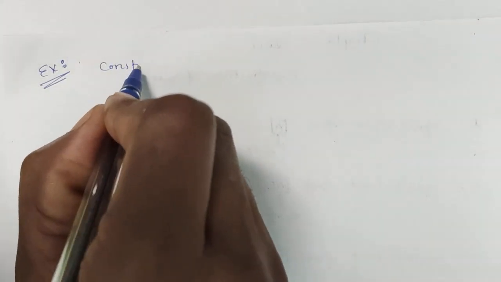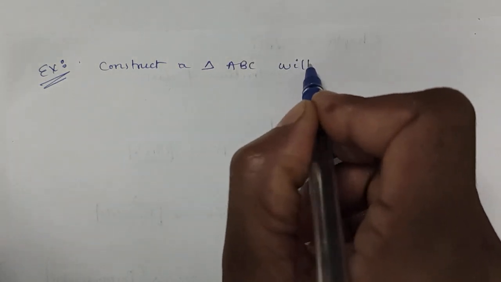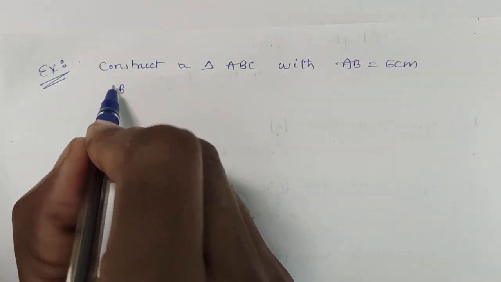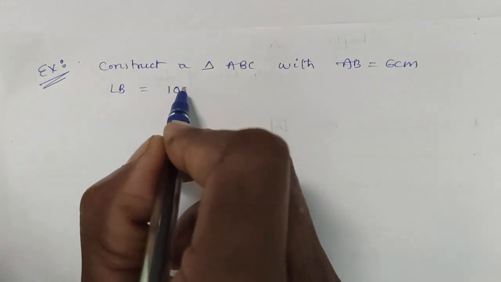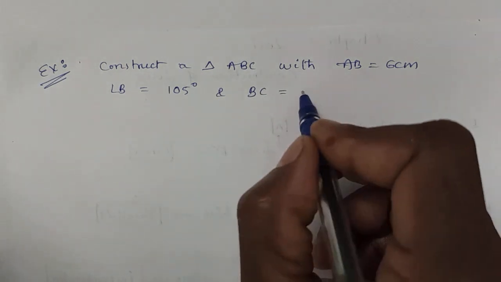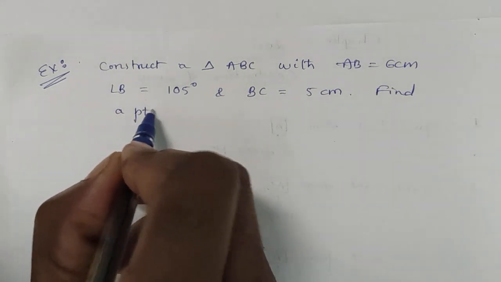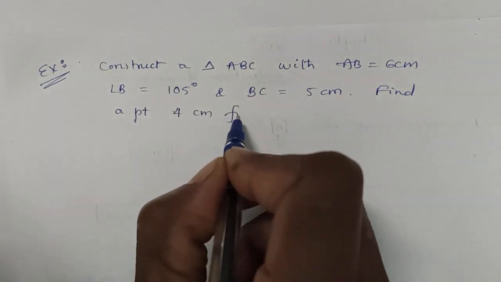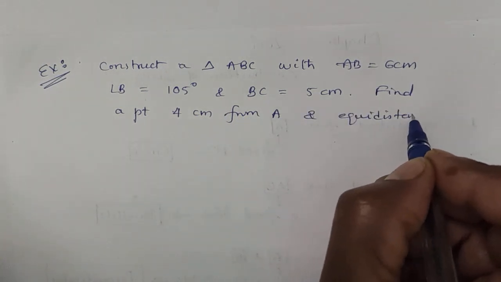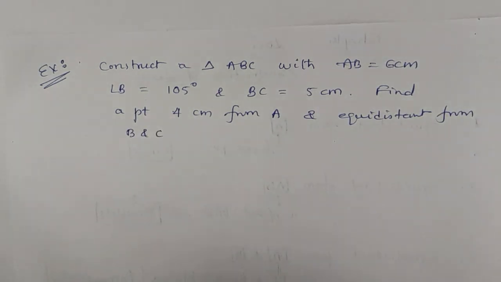Construct a triangle ABC with AB equal to 6 centimeters, angle B equal to 105 degrees, and BC equal to 5 centimeters. Find a point 4 centimeters from A and equidistant from B and C. So these are the 2 conditions.